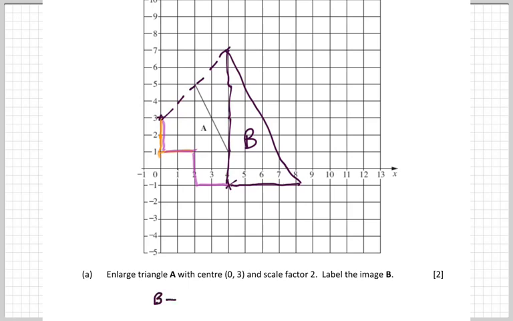Okay, how do we get from B to A? Well, from B to A, it's an enlargement, it's changed size. The scale factor, it's got smaller, so it's scale factor half. It's half as big. And the centre of enlargement is still the same because the projection lines would still be the same. They would still all go to the point 0, 3. Moving on.